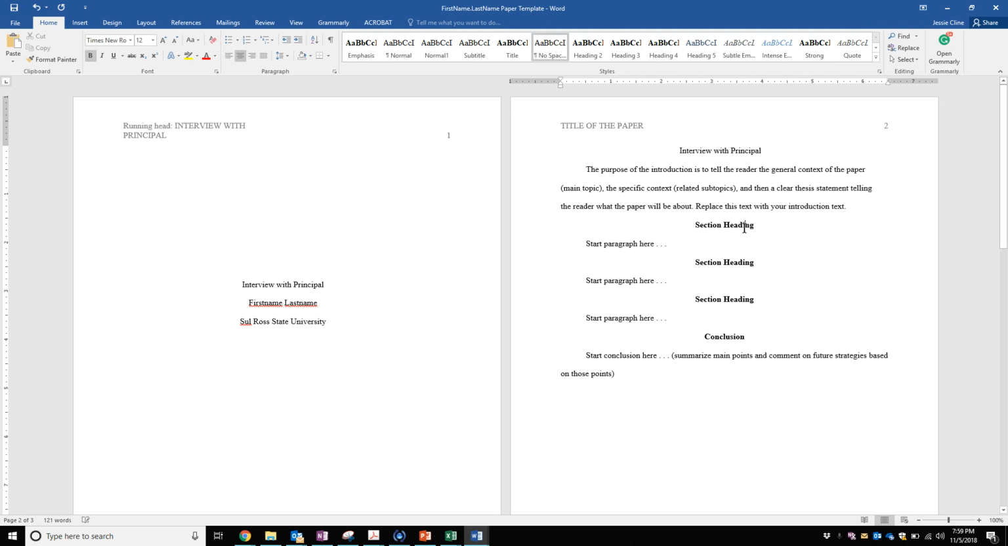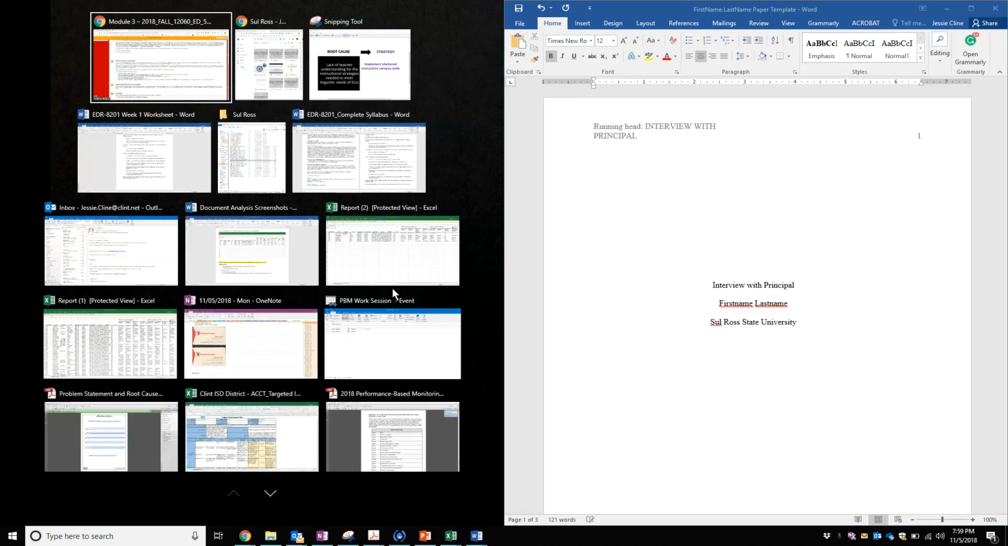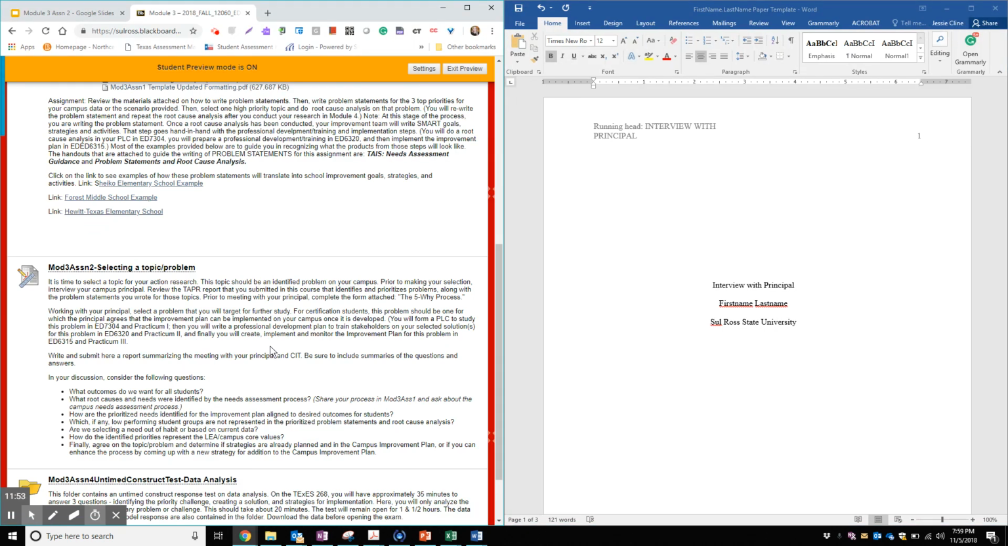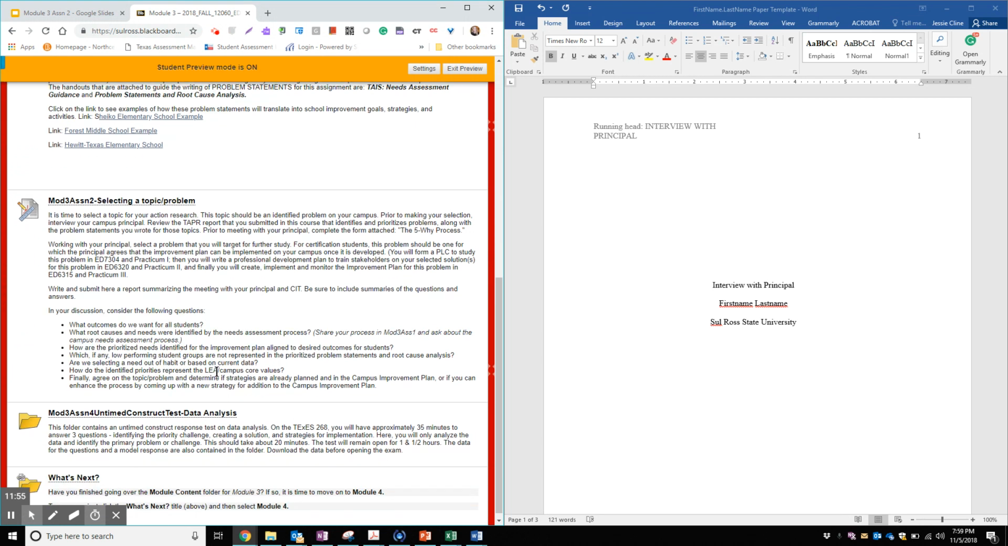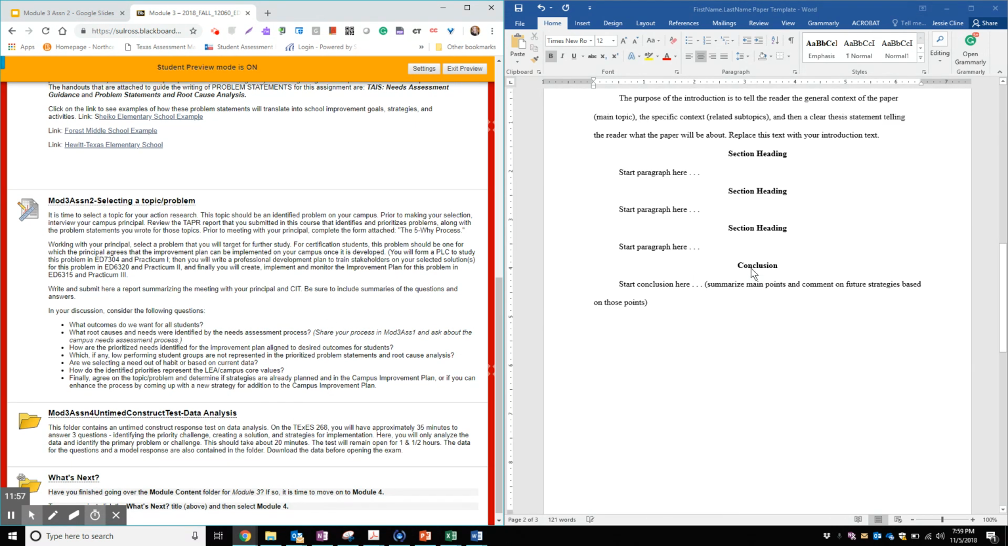And then you have section headings. These are the main points. So if you were to look at the questions here, you could group these into different paragraphs or section headings. So if this is the campus data analysis process, you could explain here of what you learned from the principal. What did you ask the principal? What did they explain? You don't have to put things in direct quotes here, just paraphrase of what was said.